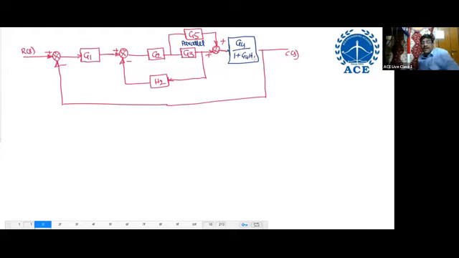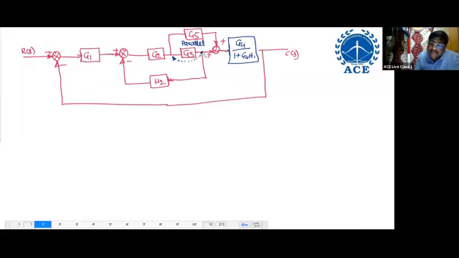Now I want to make it parallel. So what is the problem? This takeoff point is the problem. Shift this takeoff point to the end of G3. Never interchange takeoff point and summing point.